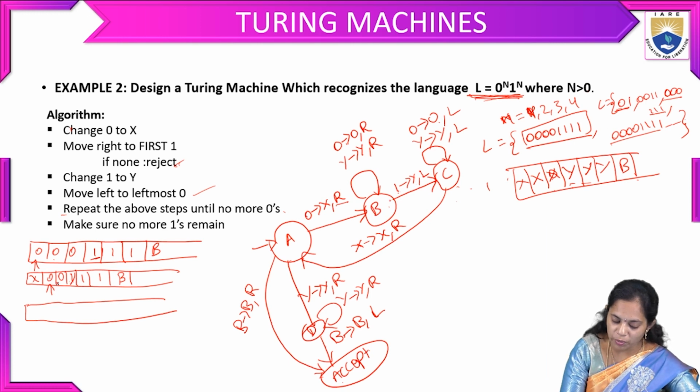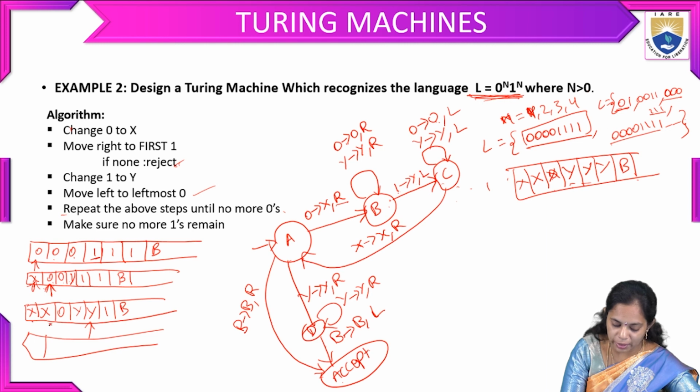So in the left direction, however many zeros appear, we keep moving left, and when we see the leftmost 0, we replace it with X. Then again we move to the right direction, and whenever we see the 0, we replace it with X and move right. Then we find one more 1, and we replace it with Y. Again this step is repeated.